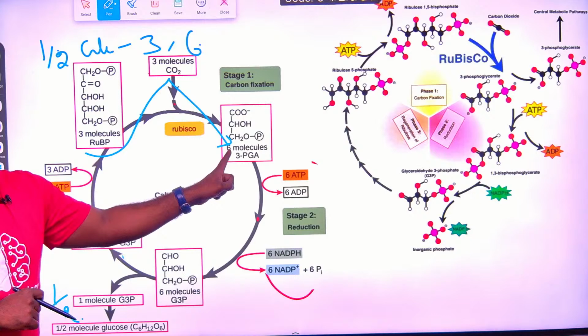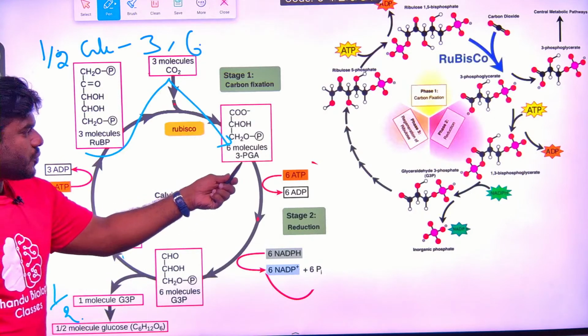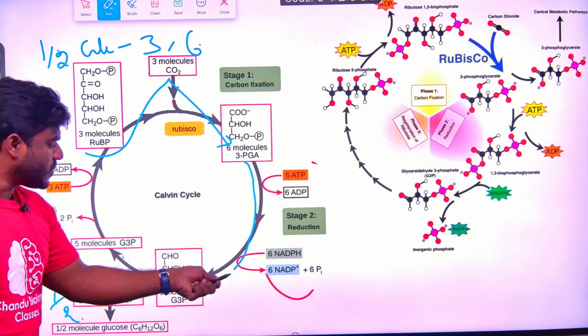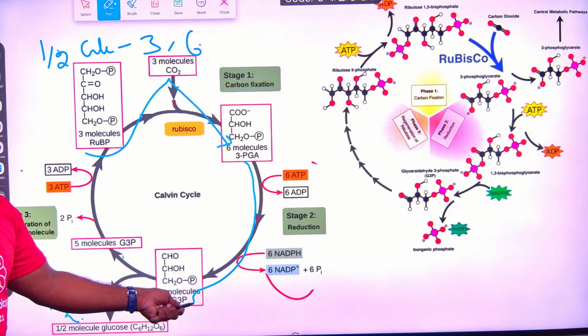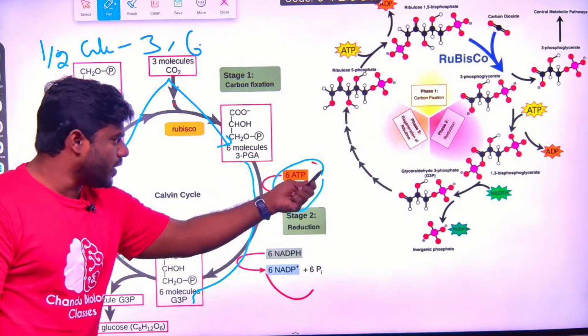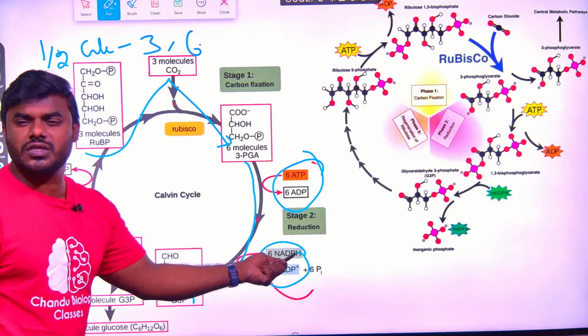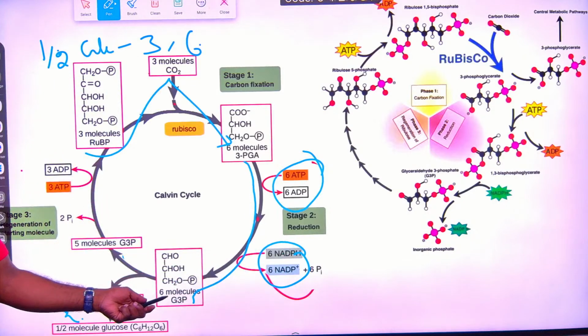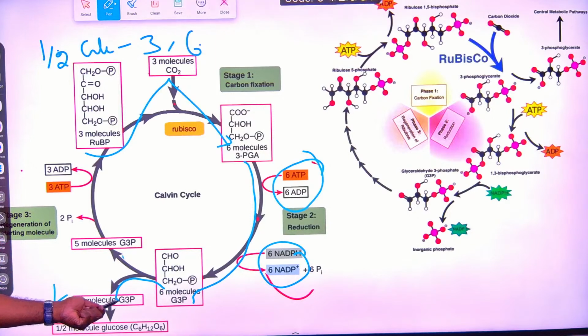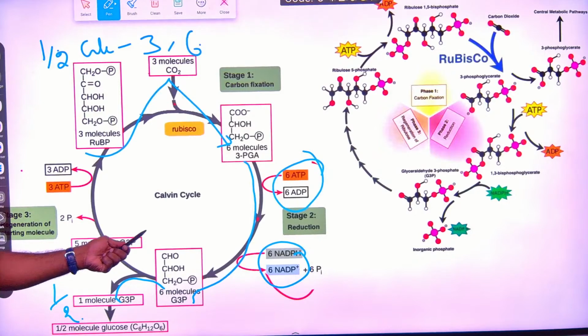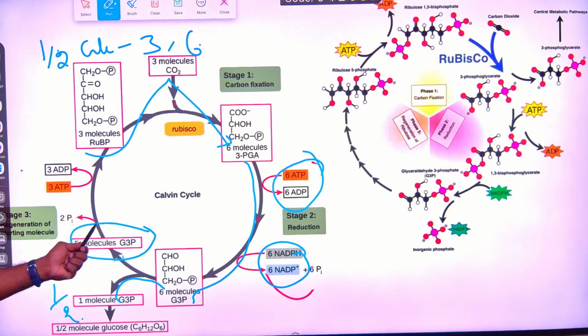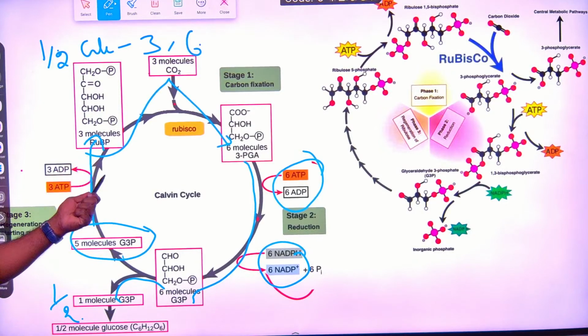6 molecules of 3-PGA. Now 6 molecules of 3-PGA get reduced to 6 molecules of G3P by spending 6 molecules of ATP and 6 molecules of NADPH. Out of 6 molecules of G3P, 1 is coming out and producing half glucose. Then the remaining 5 molecules of G3P are regenerating into 3 molecules of RuBP by spending 3 molecules of ATP.